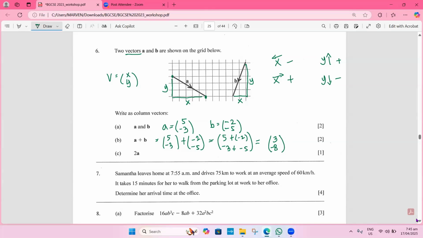How about 2A? All right, I'll give you 30 seconds to solve for 2A. Okay, 2A is multiplying the vector by the constant 2. So that's 2 times 5, -3. You're going to distribute 2 to 5 and -3. So that will be 2 times 5 and then 2 times -3. That will give you 10, -6.